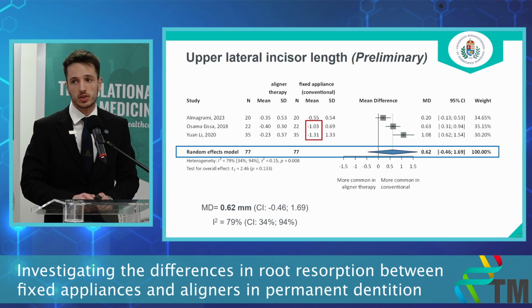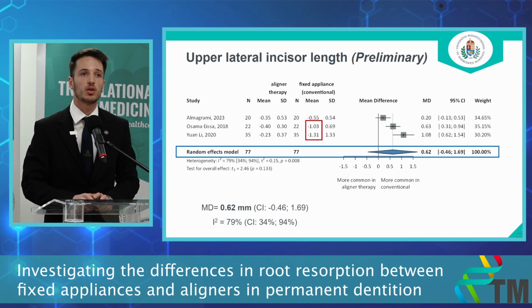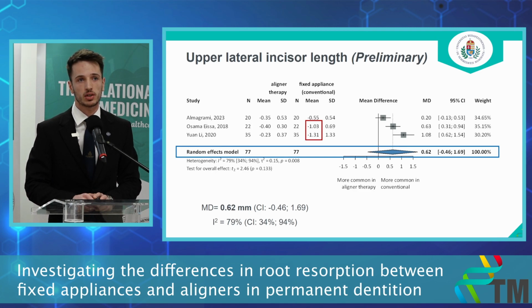Here, the 0.62 millimeter change is also below the 1 millimeter clinically significant threshold. However, the tendency is the same as on the first forest plot, and the 0.62 millimeter is about 20% higher than the first one, which suggests that the upper lateral incisors may be more prone to root resorption, which is suggested by previous studies as well. Also, all the clinically relevant changes were in the fixed appliance group.